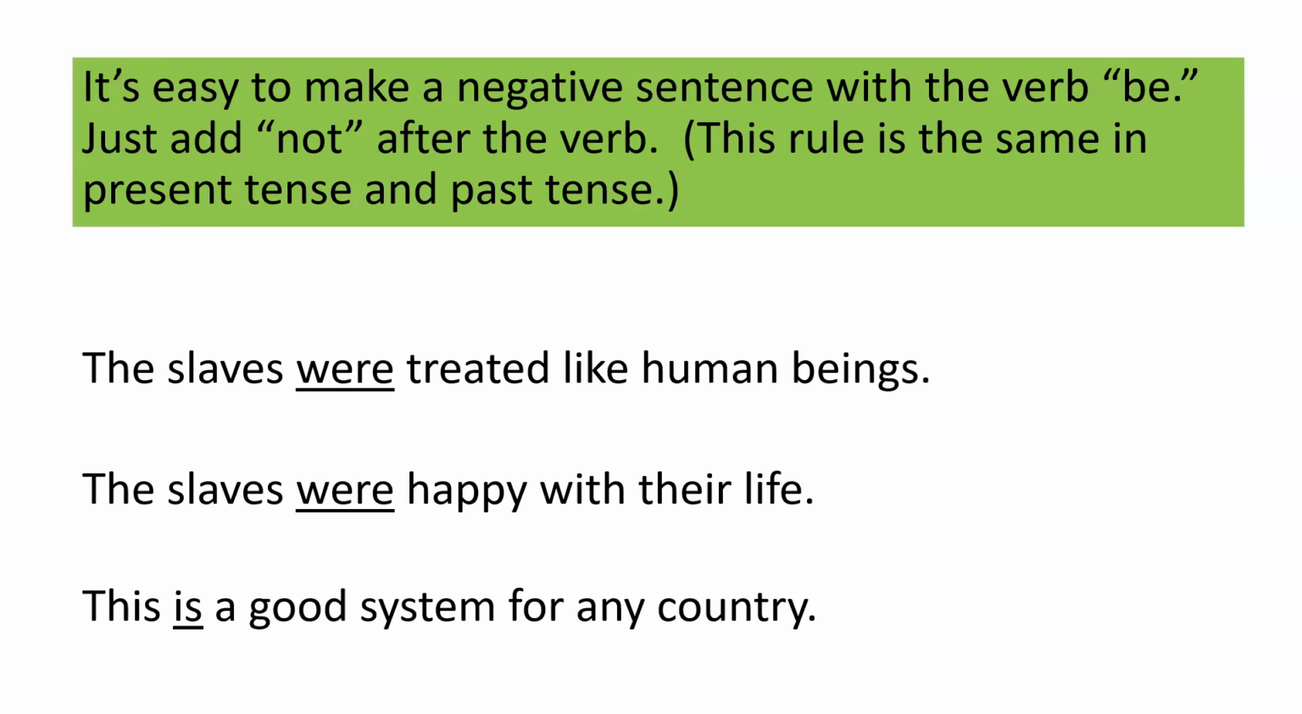So it's easy to make negative sentences with the verb be. You just add not after the verb. And this rule is the same in present tense and in past tense. So I have some examples here. These sentences are not true.